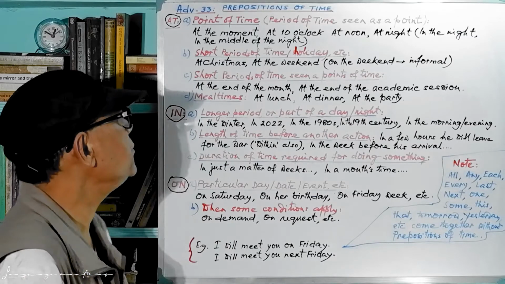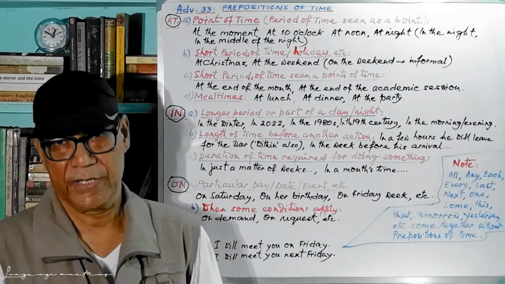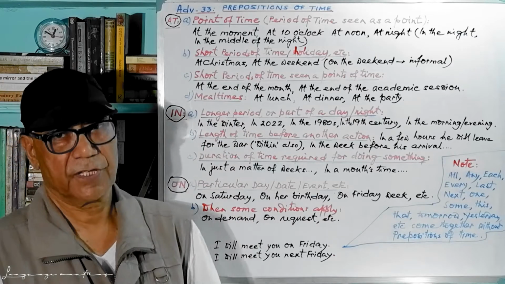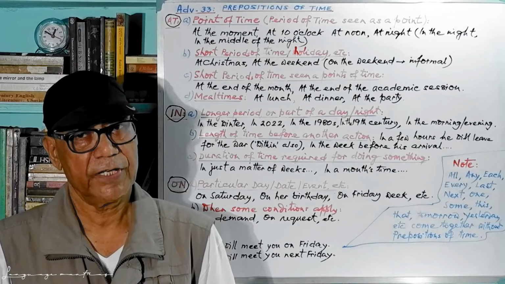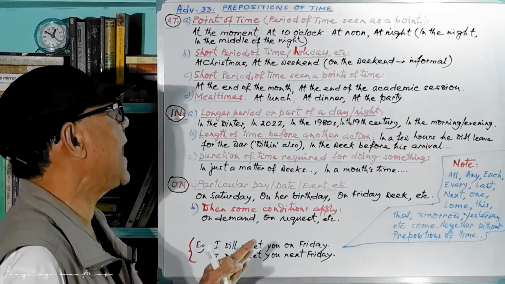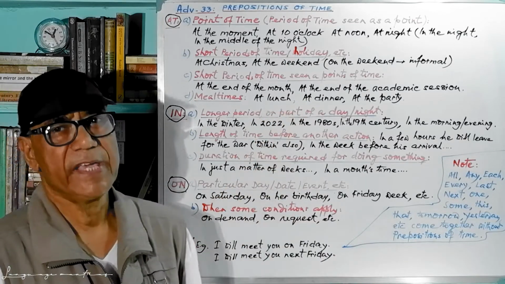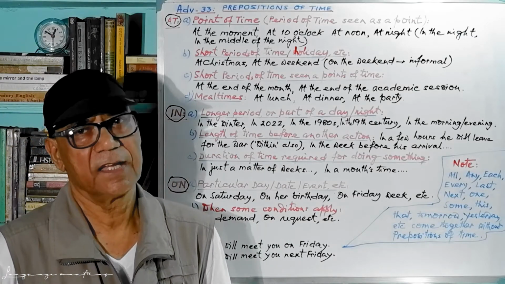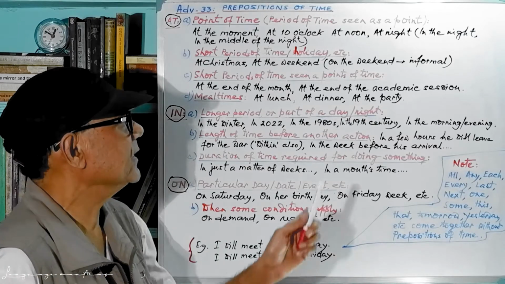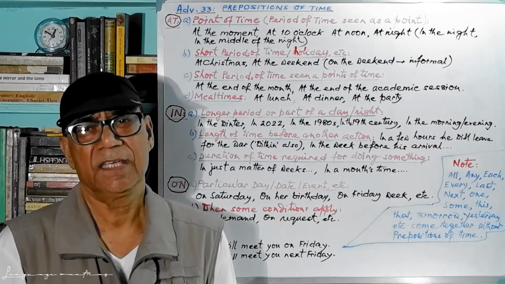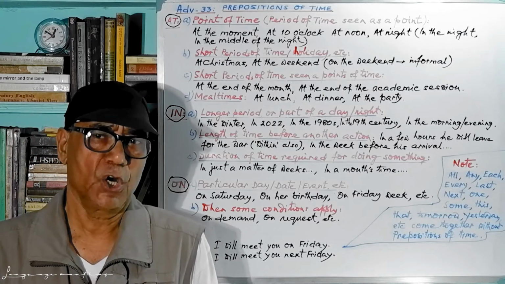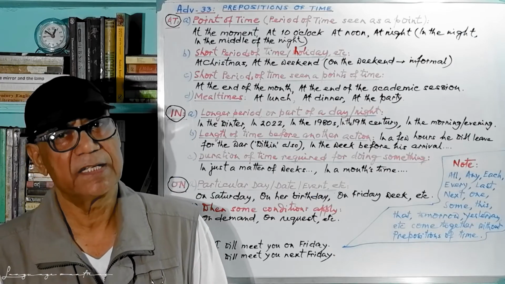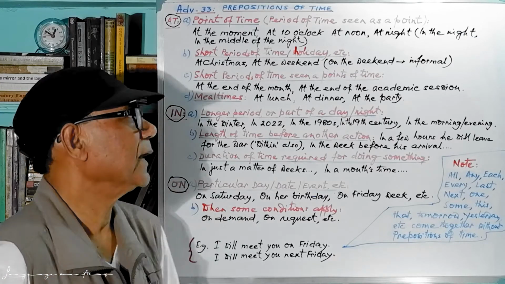So come to the next point. Short period of time, holiday, etc. At Christmas. Christmas is a Christian holiday. So at Christmas. Always it's at Christmas. Or at the weekend. At the weekend. Saturday, Sunday together treated as weekend. On the weekend, okay, in British English, on the weekend is not that popular. But sometimes you may come across on the weekend. It is treated as informal English.